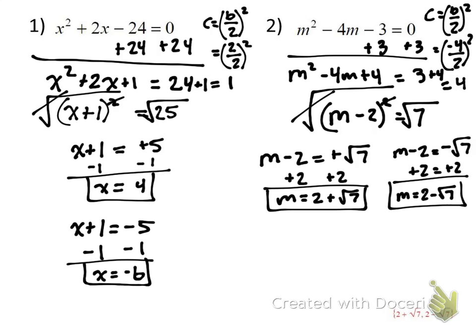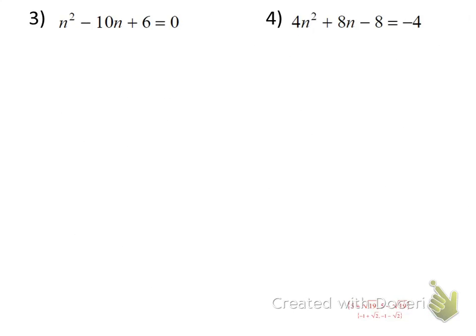Let's have the 1s tell the 2s about number 2. 2s tell the 1s about number 1. Go. Okay, number 3. Here you go. Go.